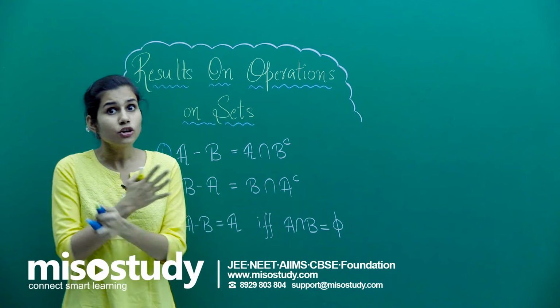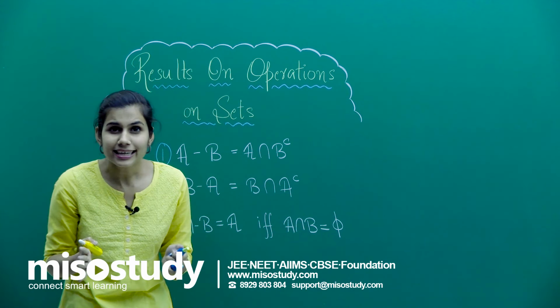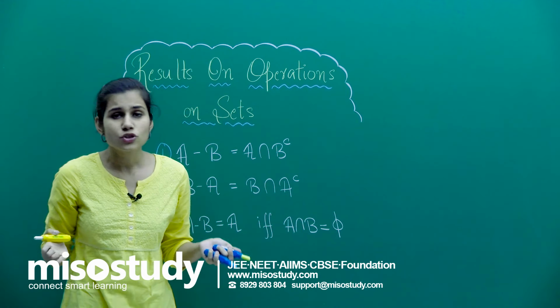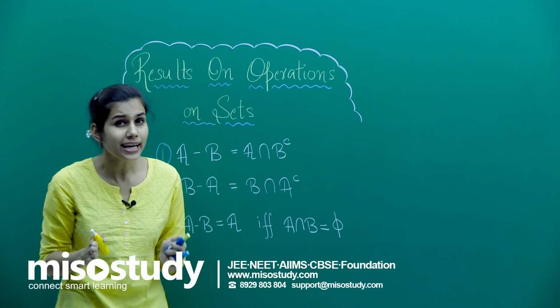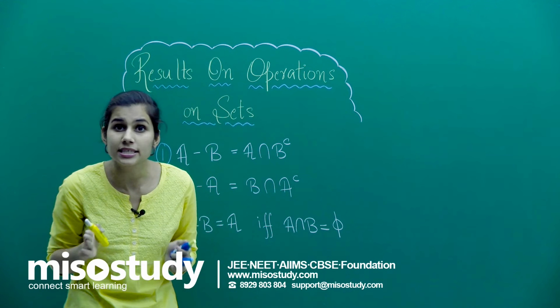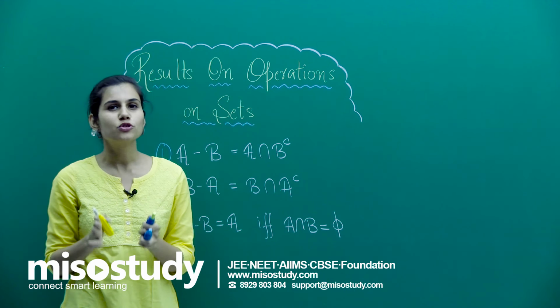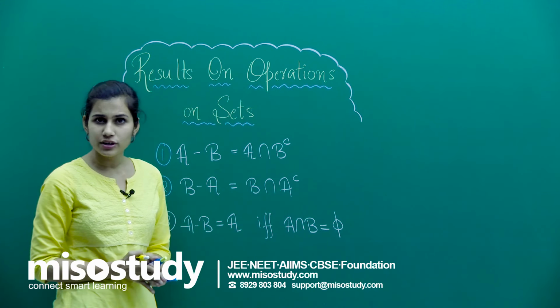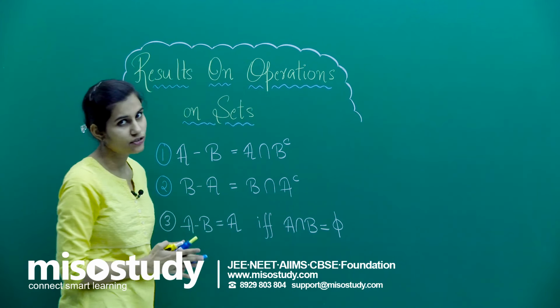But suppose there are no common elements. In that case, removing elements from A which are in B makes no sense, and therefore the size of A minus B remains undisturbed and A comes out to be equal to A minus B. This was a very beautiful result and we proved it both ways round.